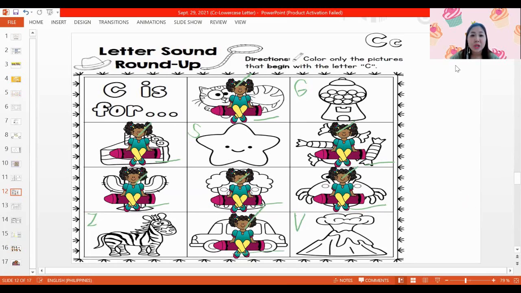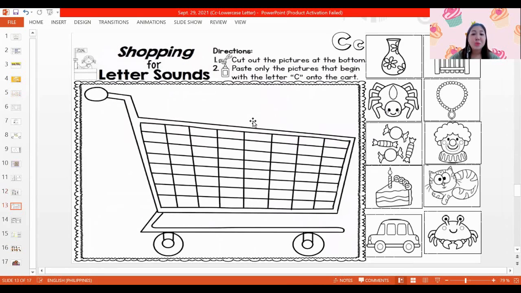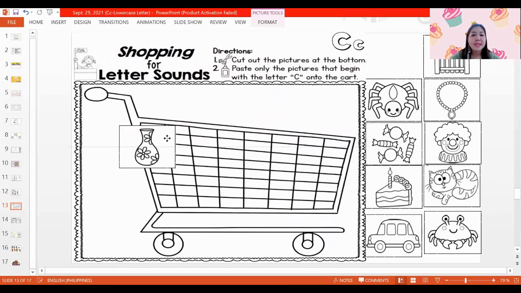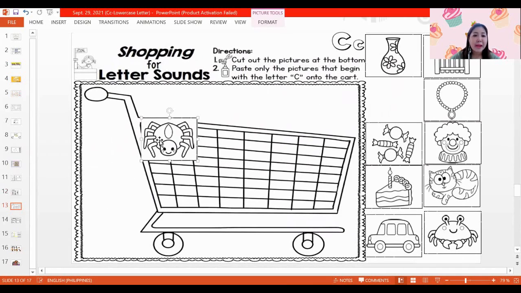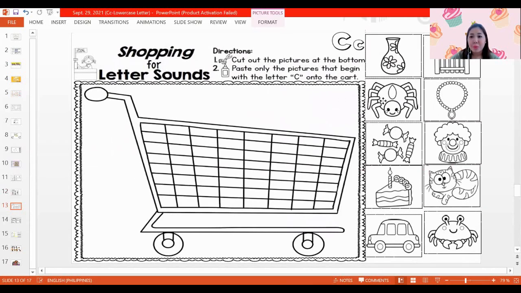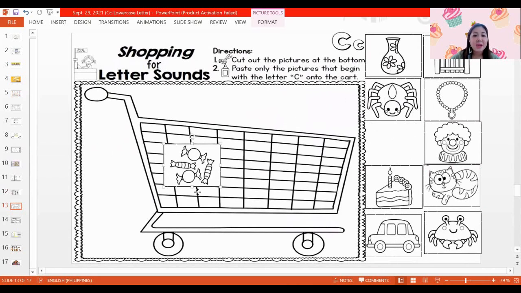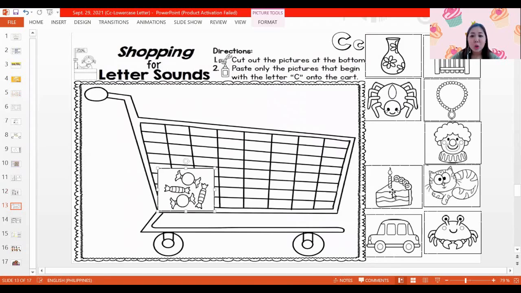So now that we're done with our letter sound roundup, it's time for shopping for letter sounds. So we have our shopping cart here. We are only going to place the pictures that begin with the letter C. C is for vase? No. C is for spider? Another no. C is for candy? Yes, inside it goes.